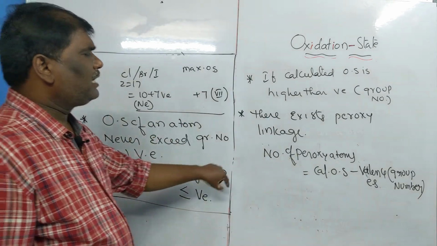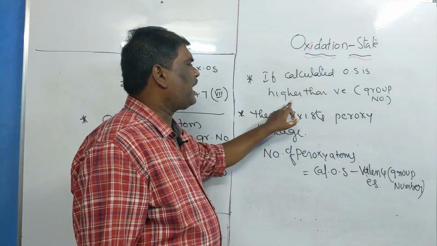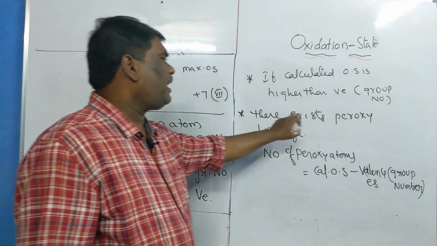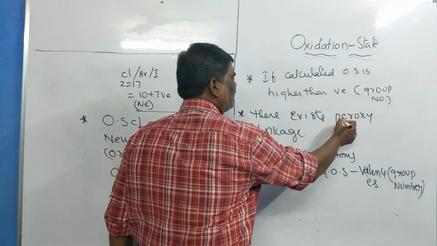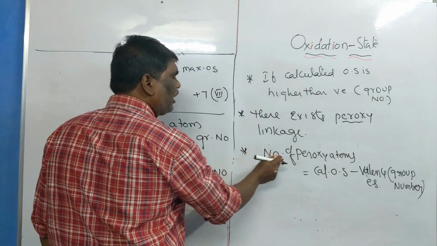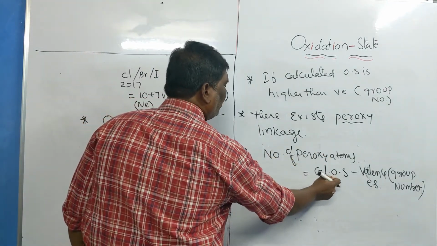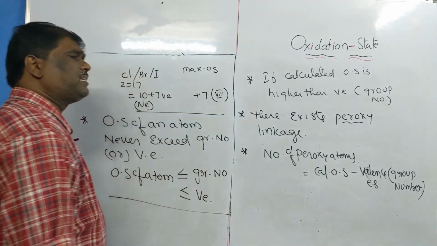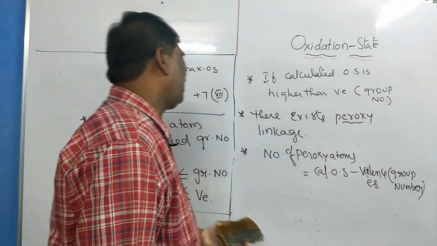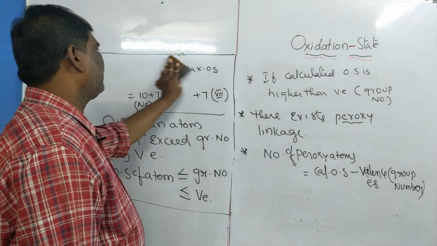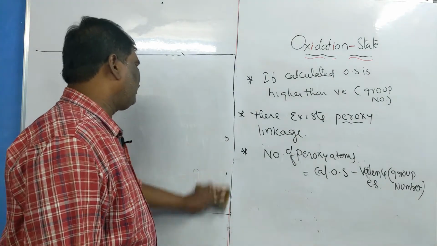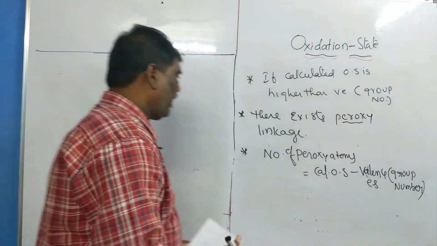If in any case the calculated oxidation state is higher than valence electrons or group number, then we suppose what? There exists a peroxy linkage. How many peroxy atoms are there? The number of peroxy atoms is equal to the calculated oxidation state minus valence electrons, or calculated oxidation state minus group number. Let us take one example.